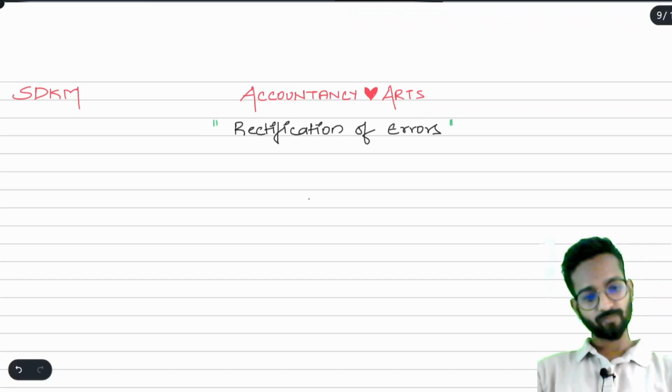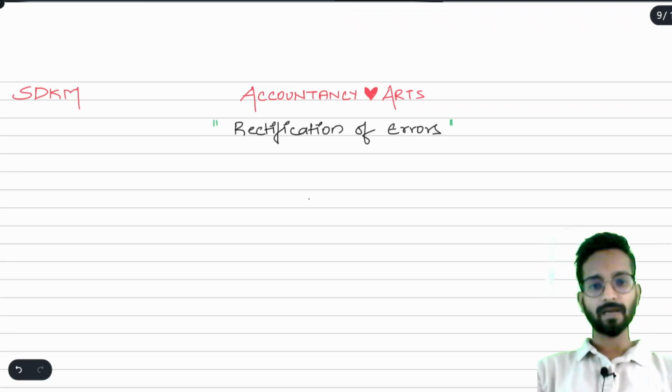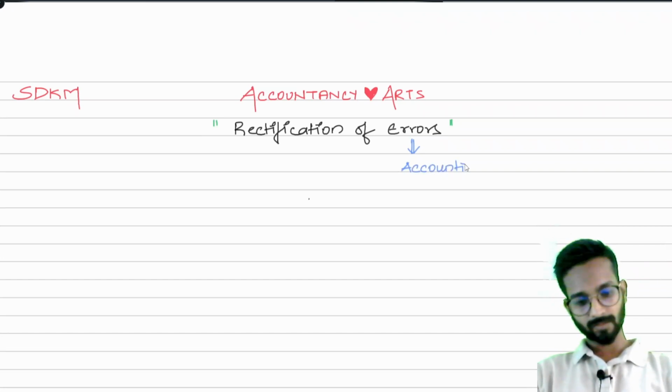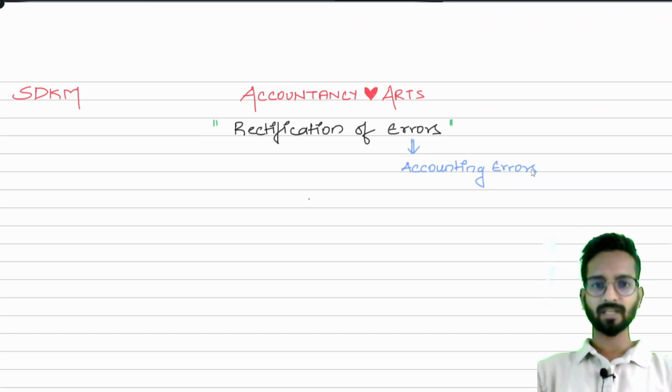Now understand. First thing we have to learn here is that what do we mean by errors? When we are talking about errors, what are errors and which errors we are talking about? You can say errors here means the accounting errors. Okay, whatever errors you are making, if you are writing the figure wrong, if you are debiting or crediting the wrong accounts, those errors.